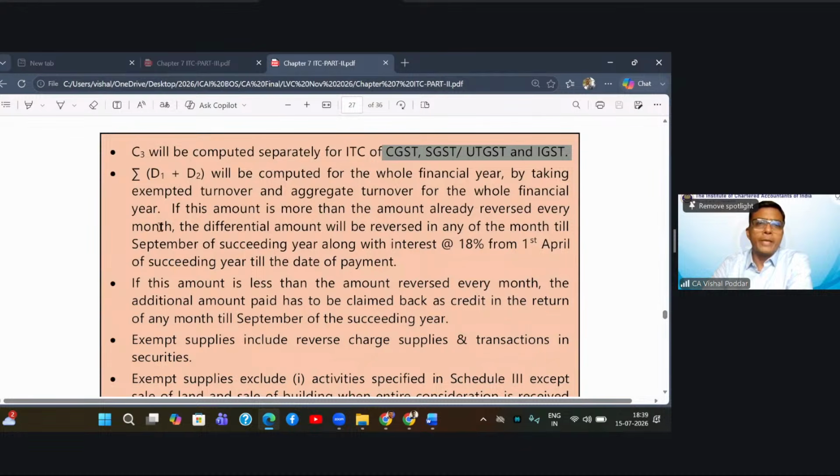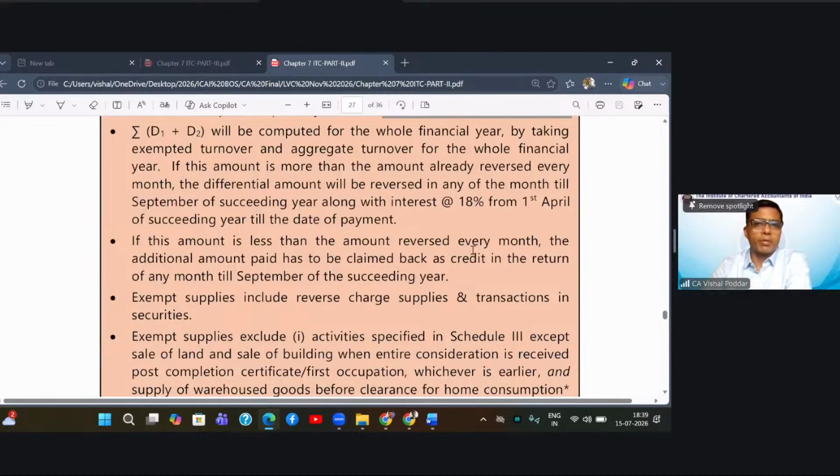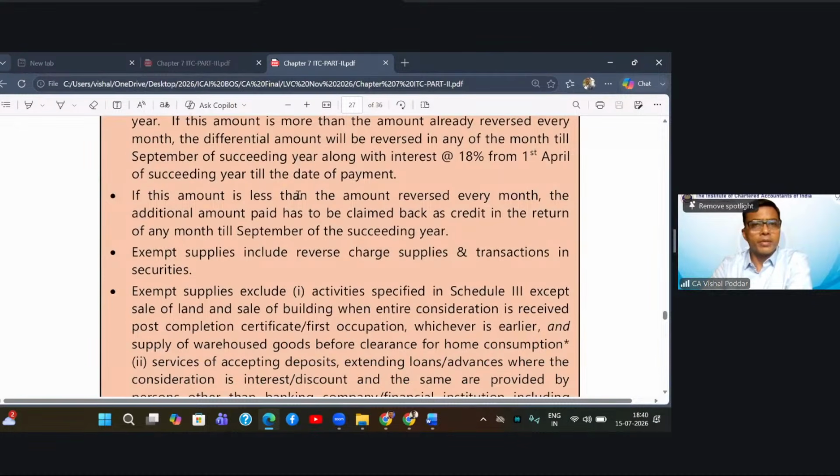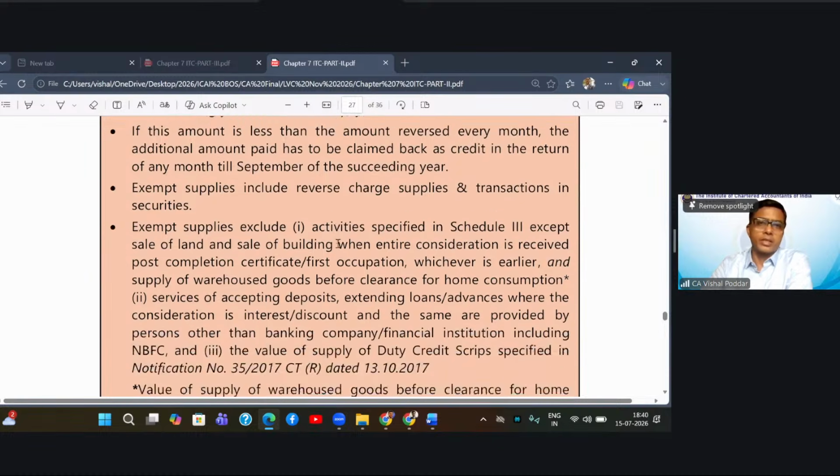So whatever is the differential amount, if the differential amount is more, that is, it has to be reversed, then it has to be reversed until September of the next year, along with interest of 18% applicable from the 1st April of the succeeding year till the date of payment. If the amount is less, then the amount reversed, you can claim it back as credit in the return till September of the succeeding year.